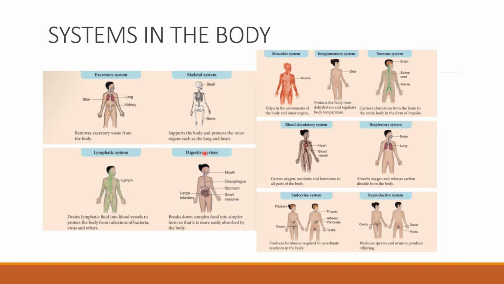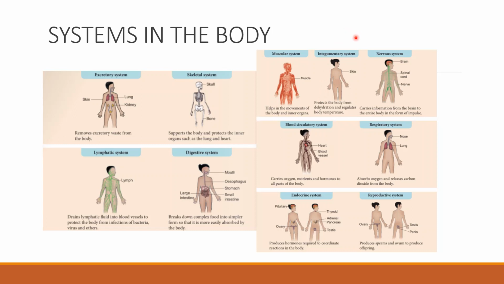So for the digestive system, you have the mouth, esophagus, stomach, small intestine, and large intestine as its organs. It helps to break down complex food into simpler forms so that it's more easily absorbed by the body. Then there's the muscular system, which consists of all types of muscles throughout your whole body. It helps the movements of the body and inner organs through the contraction and relaxation of its muscles.